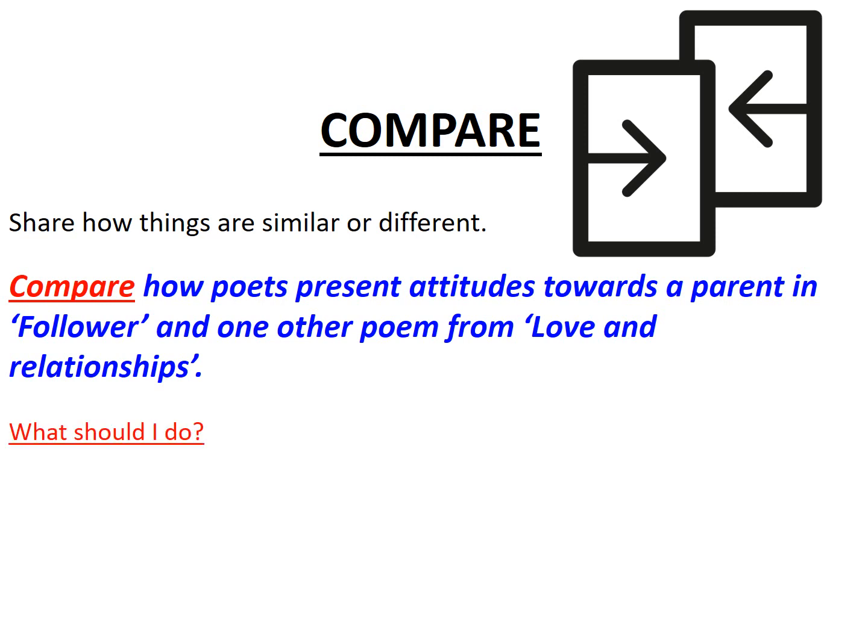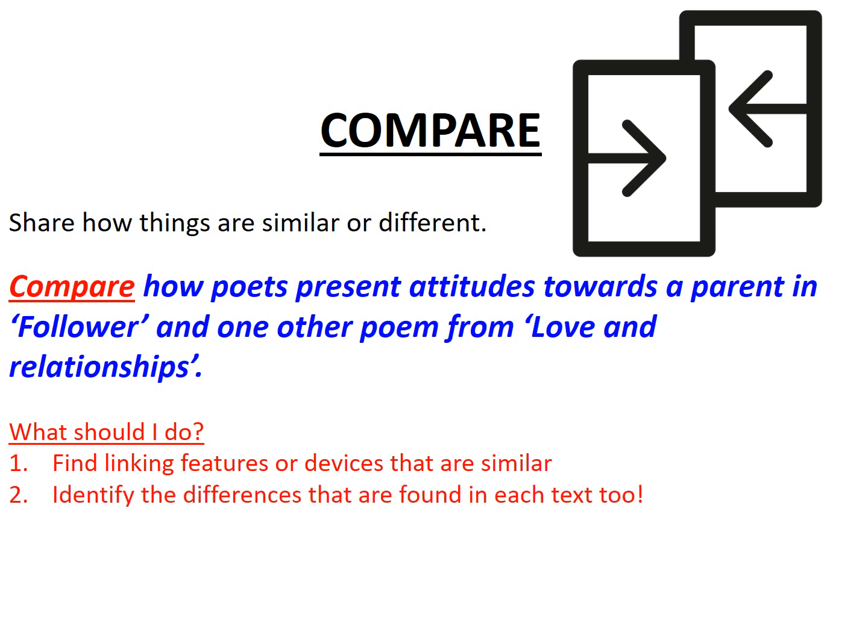To do this well, try and simplify your thinking. Find linking features or devices that are similar first, and if you can, identify the differences that are found in each of the texts that you're looking at too. You're meant to give examples that are specific, and the more specific they are to a device or a linking idea, the better your grade will be.